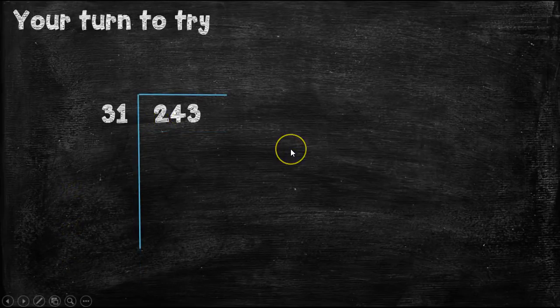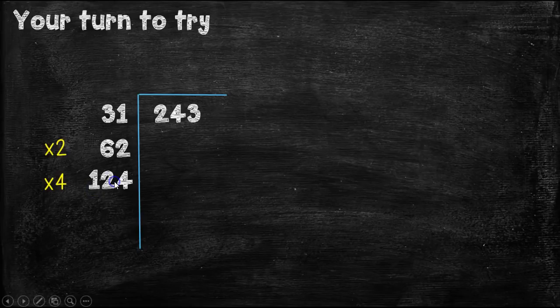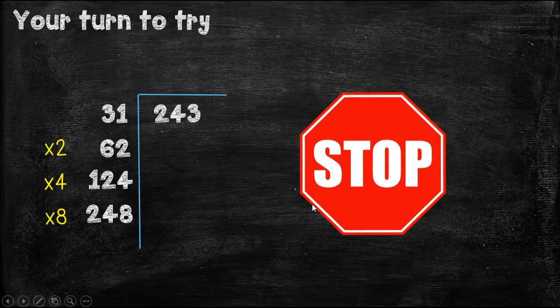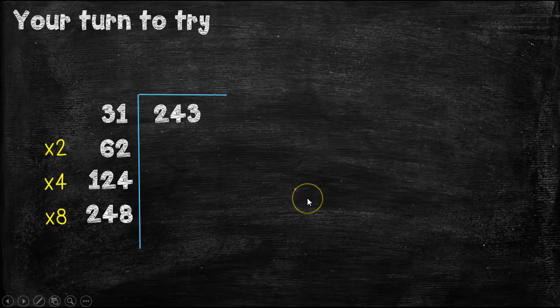So now here's your turn to try. We have 243 divided by 31. I'll go through and help you with the doubles first, so you can see if you can find the answer. So the double for 31 would be 62. If we doubled 62, that would be multiplying 31 by 4, and that's 124. And if we were to double 124, we know that we're multiplying 31 times 8, and that would be 248. So I want you to pause the video now and use the strategies that I taught you before to go ahead and solve this problem.